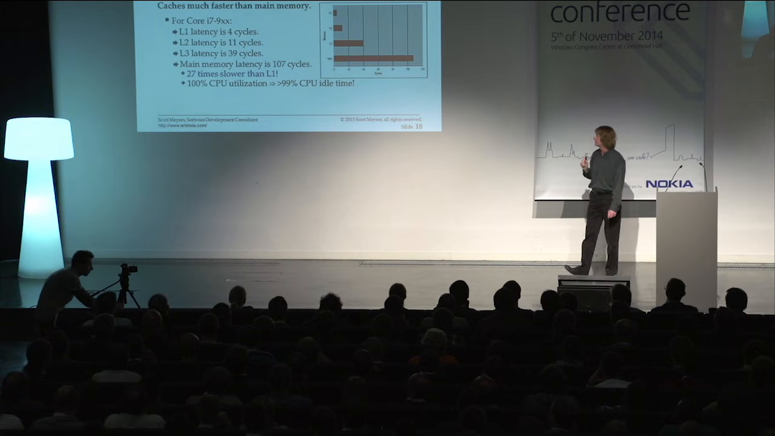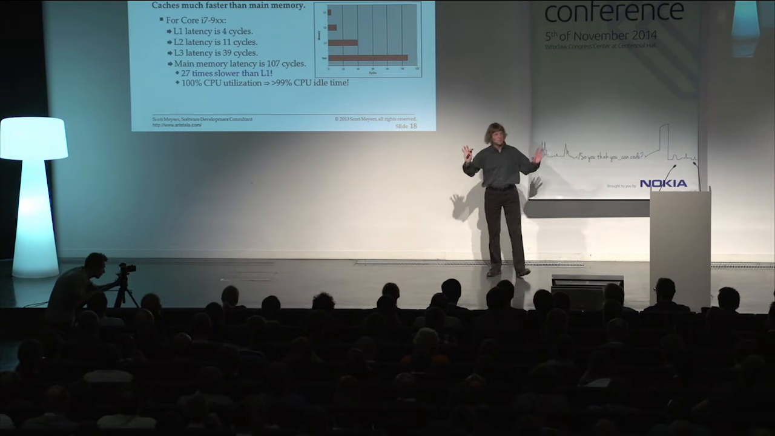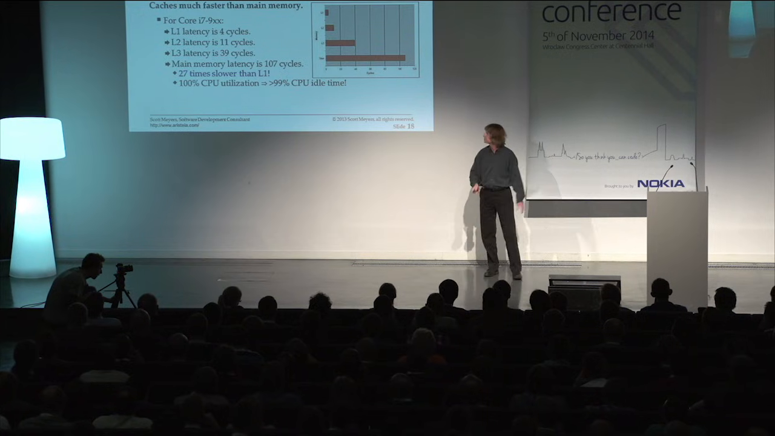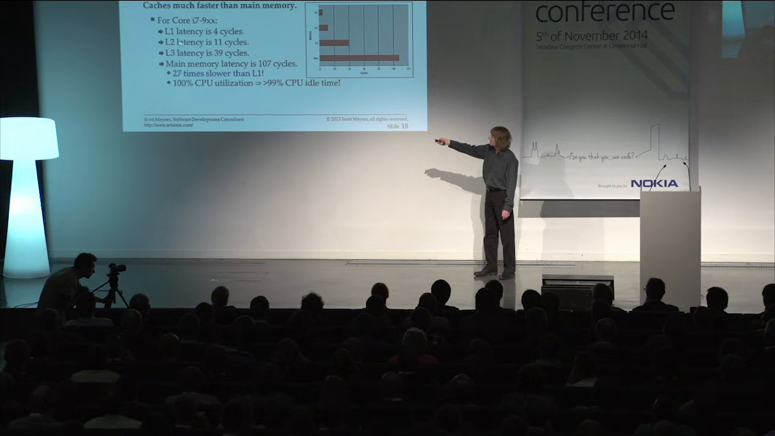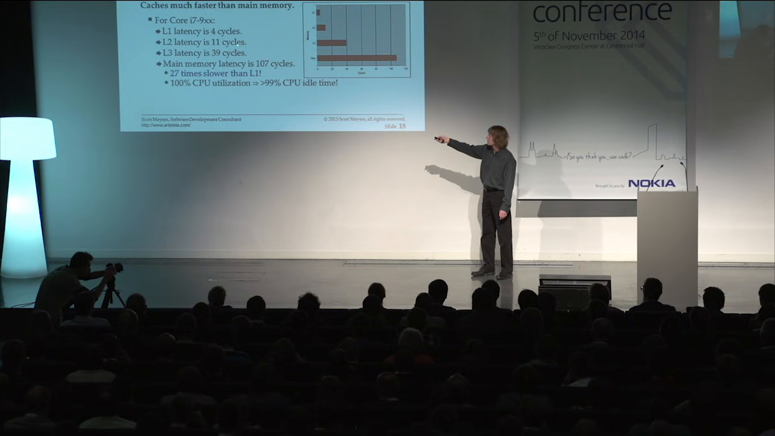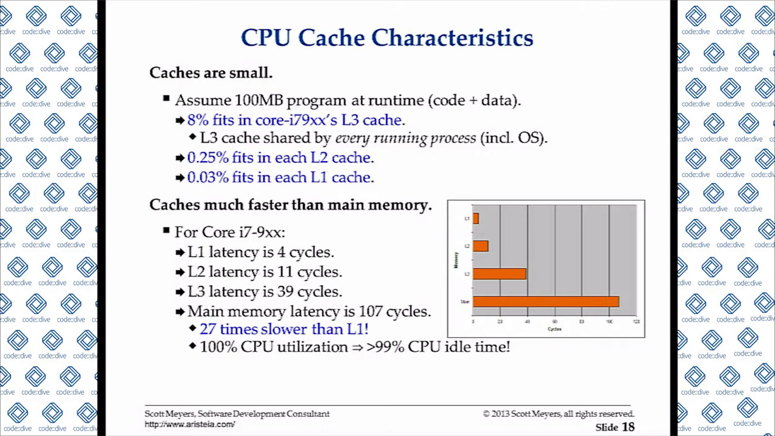So it's not big. And when I say they're fast, so again, for this particular architecture which I've been talking about, the level 1 cache latency is 4 cycles. The level 2 latency is about 1/3 as fast, 11 cycles. Level 3 latency, about 1/3 the speed of that, 39 cycles. Main memory latency is 107 cycles, about 3 times slower than level 3. Which means it's 27 times slower than level 1.